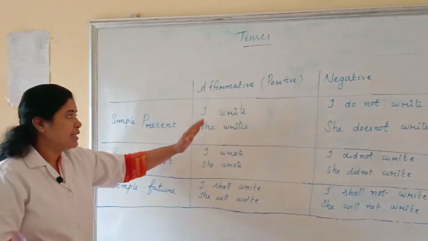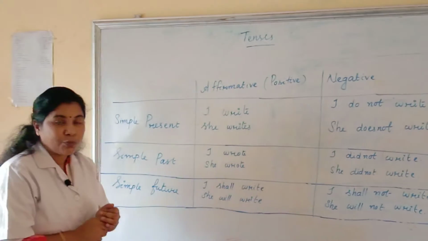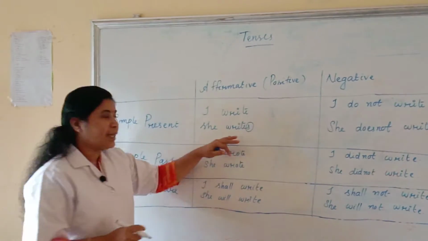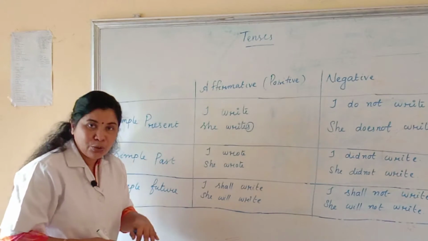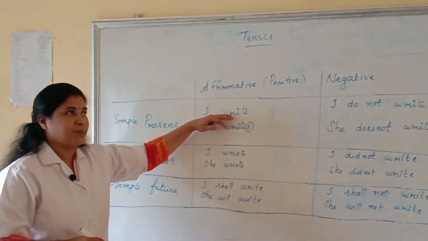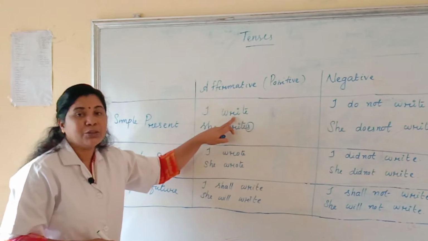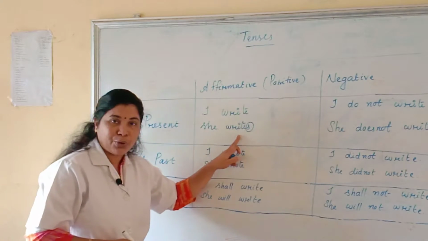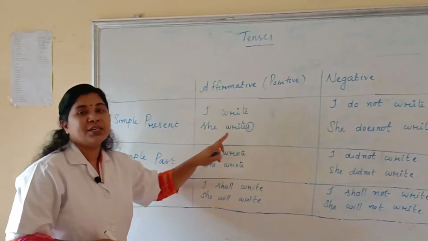I write, she writes. Here what is written? Yes form. Why did the S form come there? Because she is singular, right? I is plural, so we wrote the plural form of the verb write. Here she is singular, so we are writing writes. Understand? So I write, she writes.